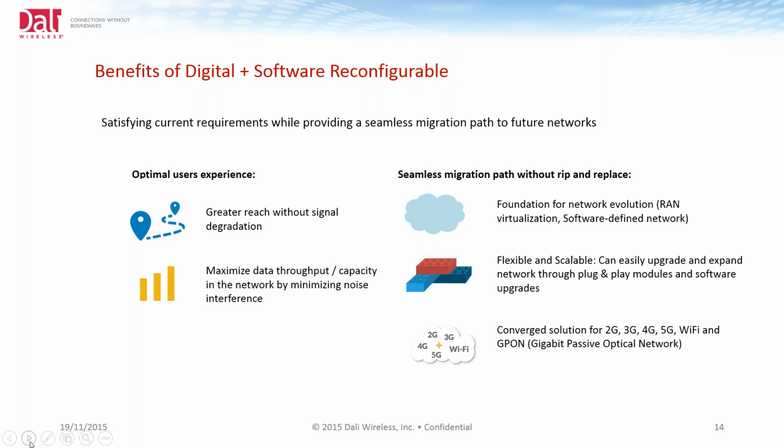The Dali Digital DAS system provides the foundation for network evolution. RAN or radio access network virtualization, software-defined network, self-optimizing network, all of these things are possible within a digital network, a digital DAS system. The system's flexible and scalable. It can be easily expanded and upgraded through plug-and-play modules and software upgrades. All of our remotes actually have the intelligence in an FPGA, so they are fully upgradable as the network evolves. And what we're looking at is a converged solution for 2G, 3G, 4G, Wi-Fi, 5G as it evolves, GPON, gigabit passive optical networks, where we're making use of an existing fiber infrastructure. And all of these things are important, and why at Dali we believe that a digital system is absolutely the way to go.